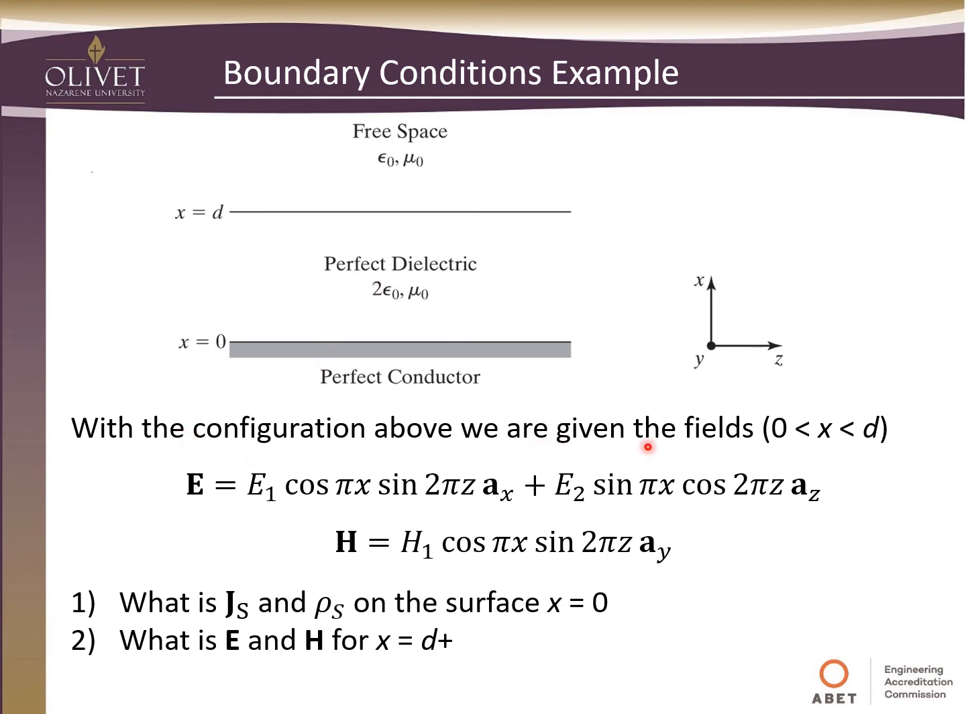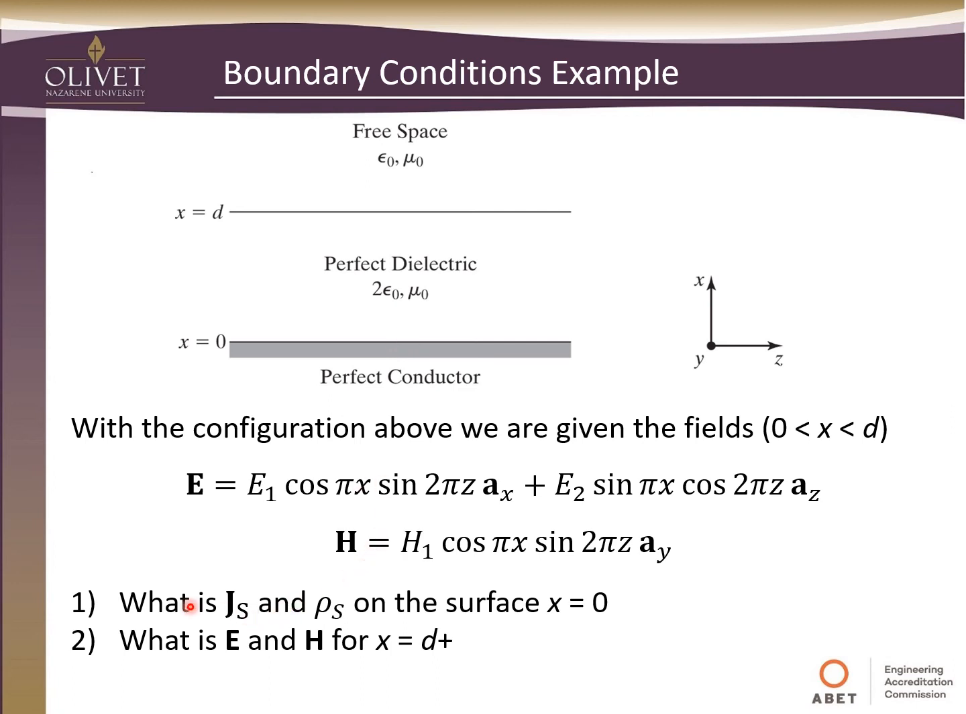So with this configuration above, we're given this electric field defined by two components. It has an x component and it has a z component. The x component is going to go in the direction normal to the boundaries. The z component you can see here is tangential to the boundary. So this is the tangential component and this is the normal component to our boundaries. Likewise, we have a magnetic field. It's defined in the y direction, so it would also be tangential. Of course, one's tangential left and right. The magnetic field is tangential going in and out of the board or the paper here.